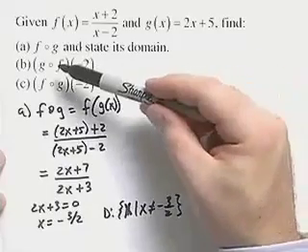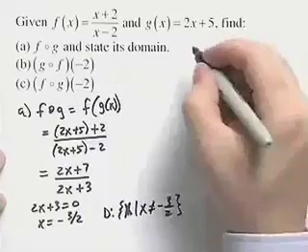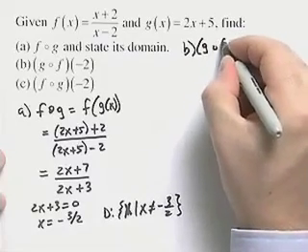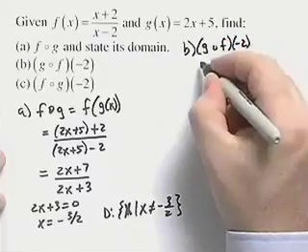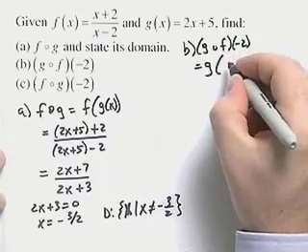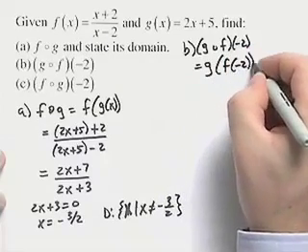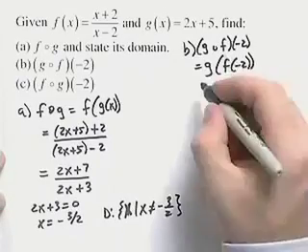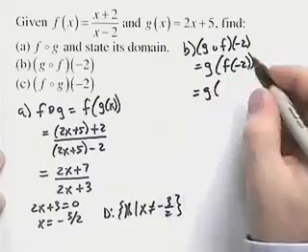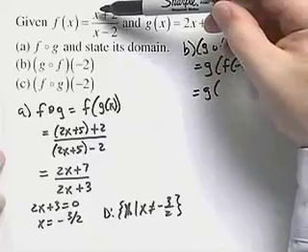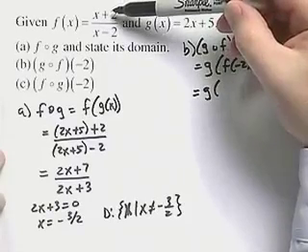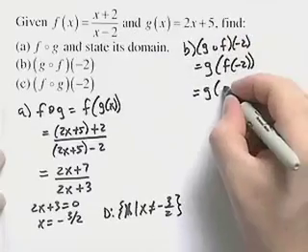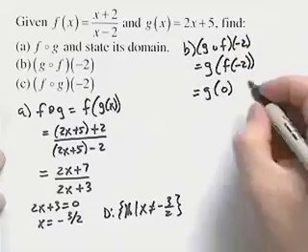For part B, we want to evaluate g of f of negative 2. This is equivalent to finding g of (f of negative 2). So we really need to first find the value of the function f when x is negative 2. If we come up to our function f and put in negative 2, negative 2 plus 2, that's 0. Negative 2 minus 2 is negative 4, and 0 over negative 4 is 0. So we need g of 0.